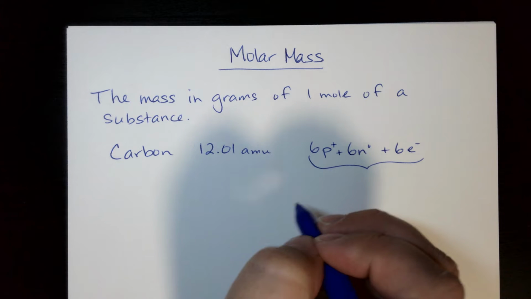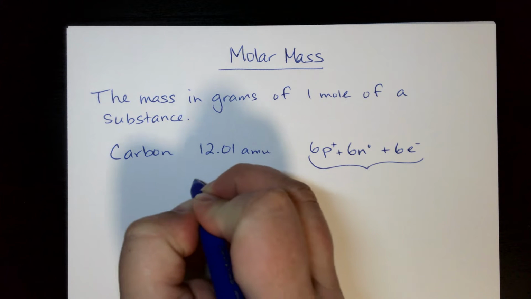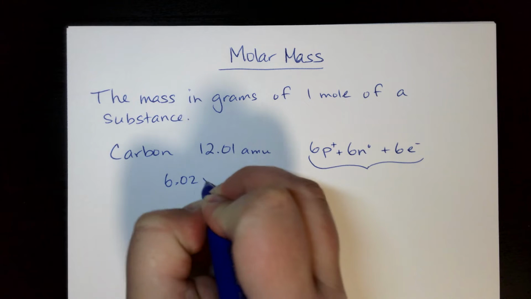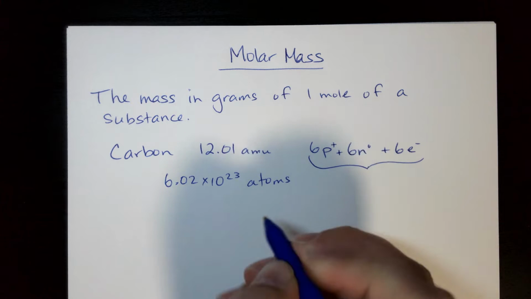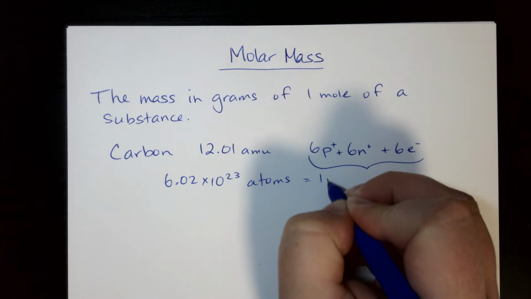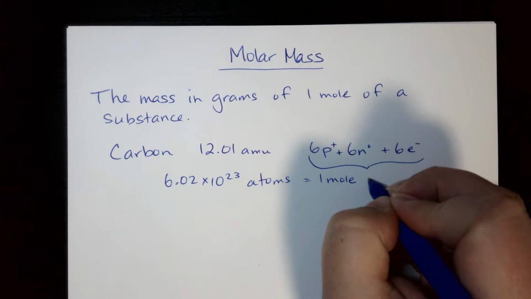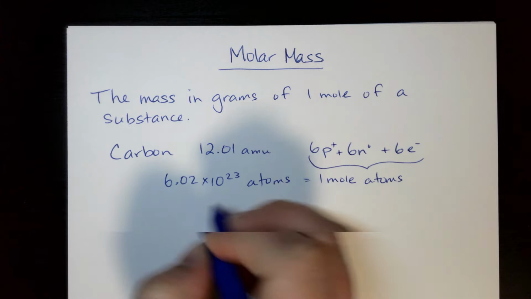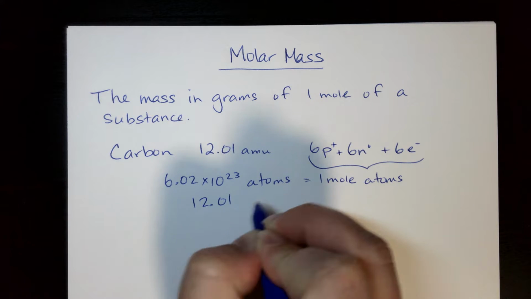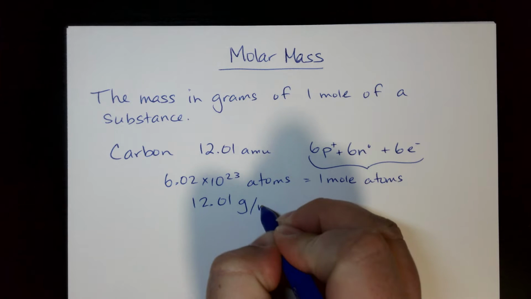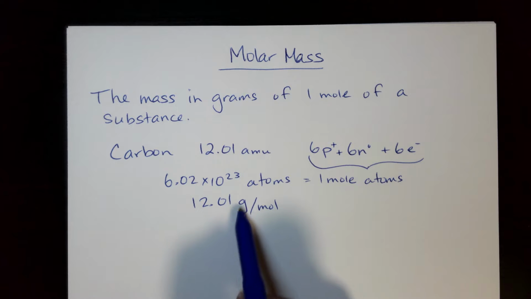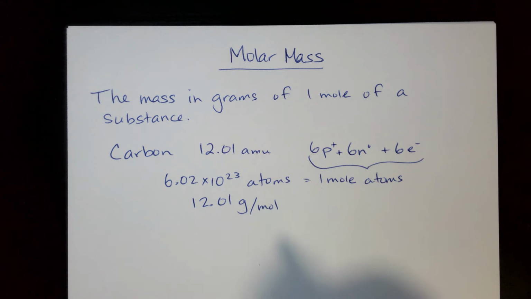Now, if instead of one atom, we have 6.02 times 10 to the 23 atoms, that's 1 mole of atoms, what we find is that the mass is 12.01 grams. So that's why on the periodic table, the masses are represented as grams per mole. It's grams per 1 mole of those atoms. So that's what we can do for molar mass.